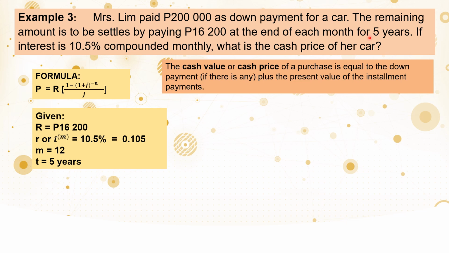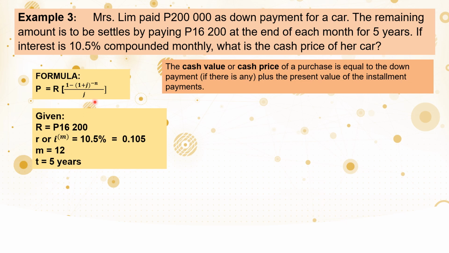And we have here 5 years. So 5 years is our time. And the rate is 10.5%. And 10.5% must be written into decimals. To write this into decimal, just move the decimal point twice to the left. So we have 0.105. And since it is compounded monthly, our M now is equal to 12.